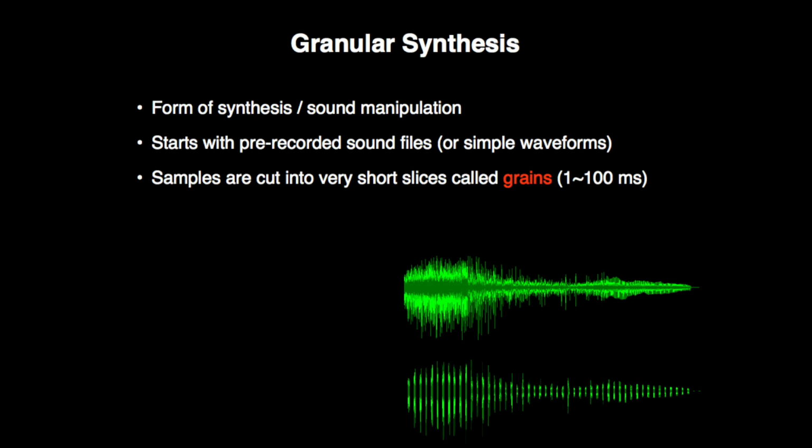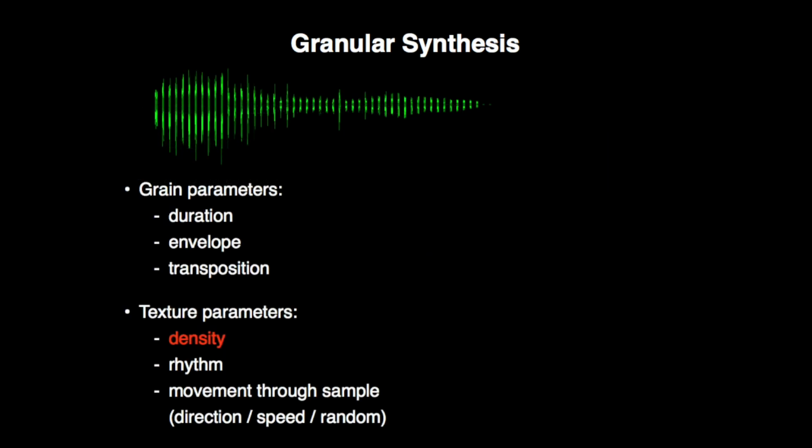And then we can use these grains to build new sounds effectively. And we can treat these grains in different ways. There's a few different parameters that we're working with when we're working with granular synthesis, but the main thing to think about is that there's really two levels. There's the level of the grain itself, the individual grain of sound, and then there's parameters relating to the larger texture.